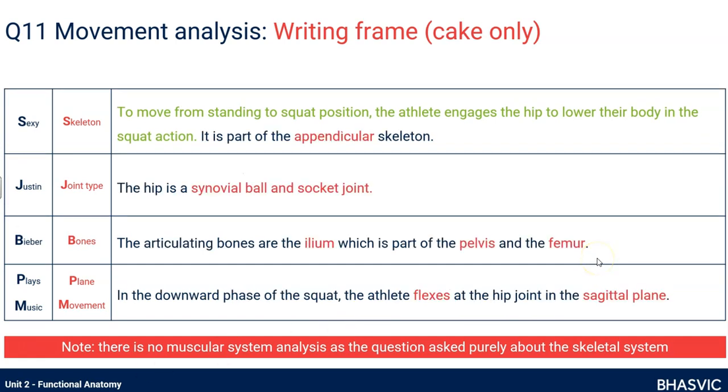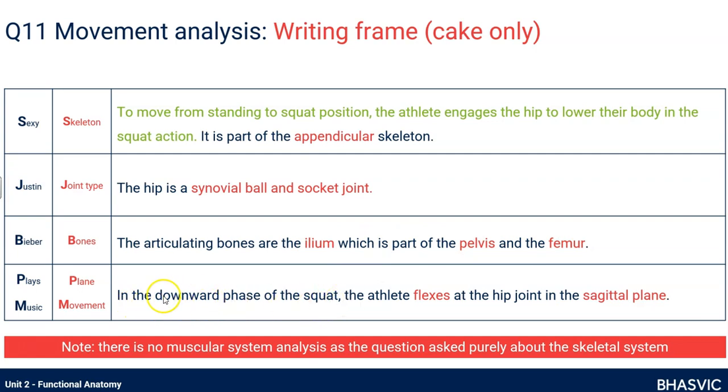So I've put together a basic cake writing frame with the answers in it in red. So we've got our green, refer to the question. We've got our statement about skeleton, it's part of the appendicular skeleton. The hip is a synovial ball and socket joint, which is our two things: synovial classification, ball and socket type of synovial. The articulating bones are the ilium, which is part of the pelvis, and the femur. To be honest, that's a little bit of icing, but the pelvis and the femur are the main bones.